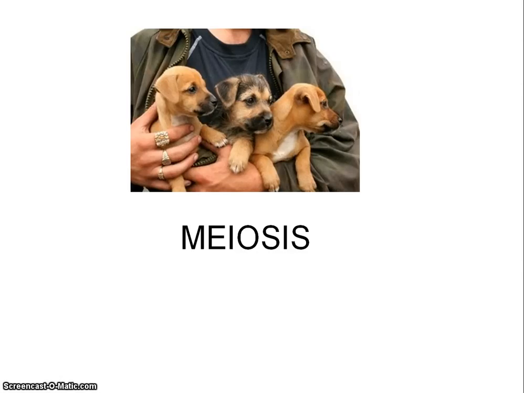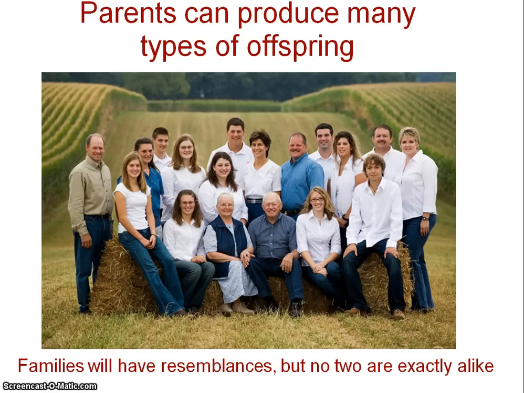Last class we reviewed mitosis, which is where we have one cell that divides into two identical cells. So today we're going to talk about meiosis. And meiosis is all about creating variation in offspring. So all these puppies look different. Here you have some random family. And you notice that while everybody looks similar, you can tell that they're probably all related. No two are exactly alike.